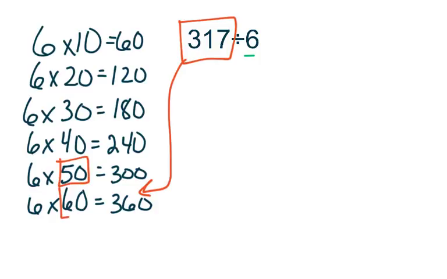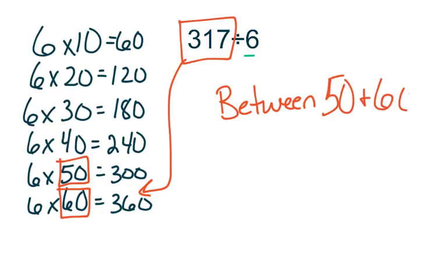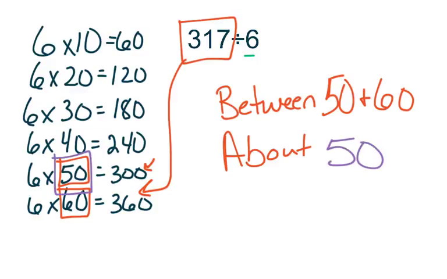So I'm going to put a rectangle around those two factors. And so my actual quotient is going to be between 50 and 60. And now I need to think, what is it closer to? Is 317 closer to 300 or is it closer to 360? 317 is quite a bit closer to 300, so my actual quotient is going to be about 50. I'm looking at that factor right there.